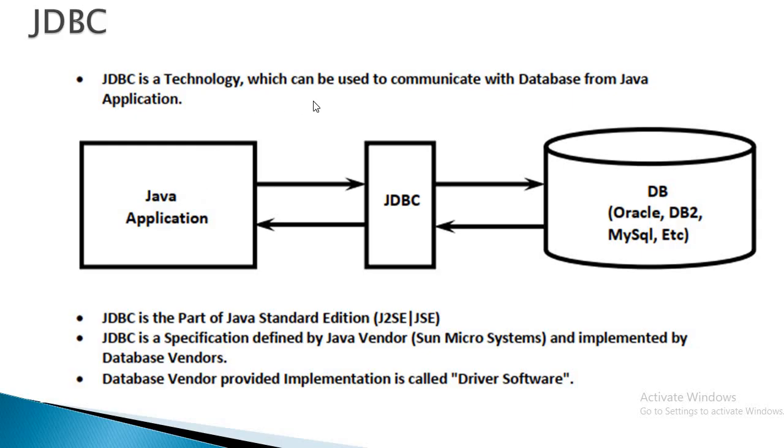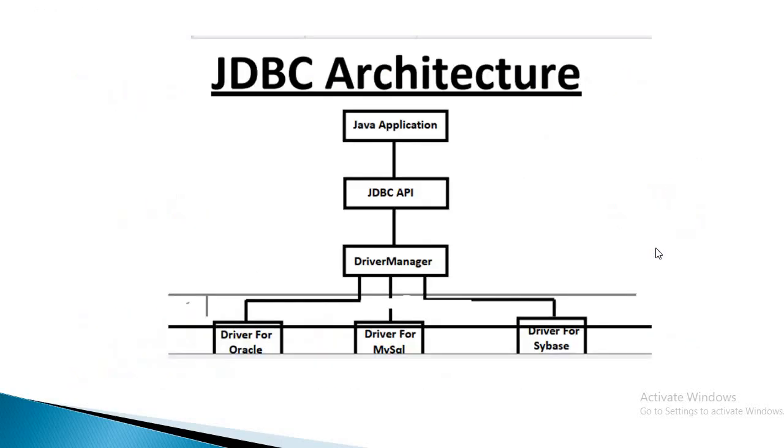So JDBC is a technology. It is used to communicate between the front end and back end. JDBC is part of the Java Standard Edition. It was developed by Sun Microsystems only. The database vendor provides the implementation, called the driver software. So the database can be any of Oracle, DB2, MySQL, etc.